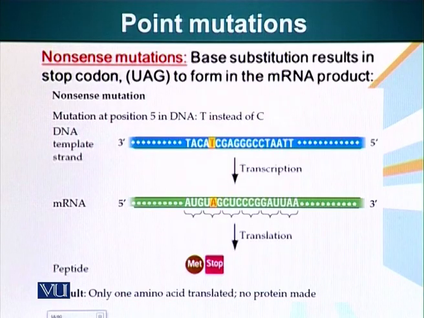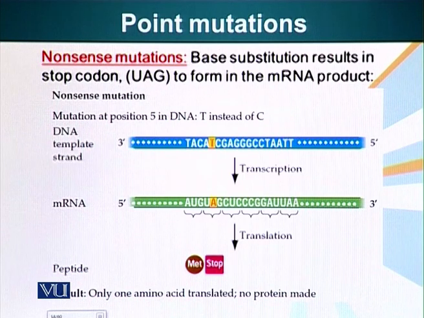Now let's talk about nonsense mutations. These base substitutions result in a stop codon. We have seen the genetic code; there are 3 stop codons. So if a codon which was originally specifying a particular amino acid in a protein is changed due to a single base change into a stop codon, it could result in formation of a much smaller protein, and obviously smaller proteins may not be able to carry out the functions of the full normal protein.